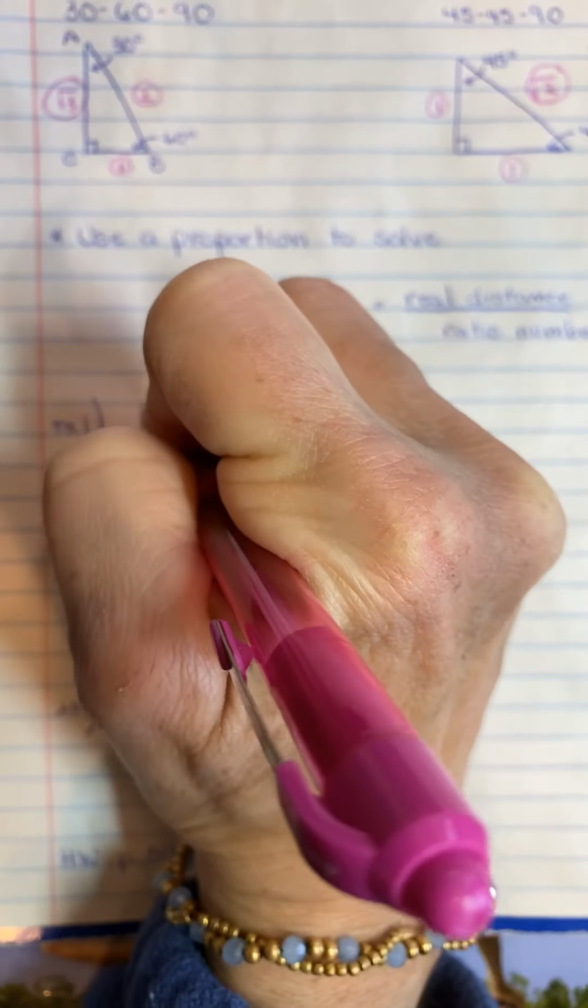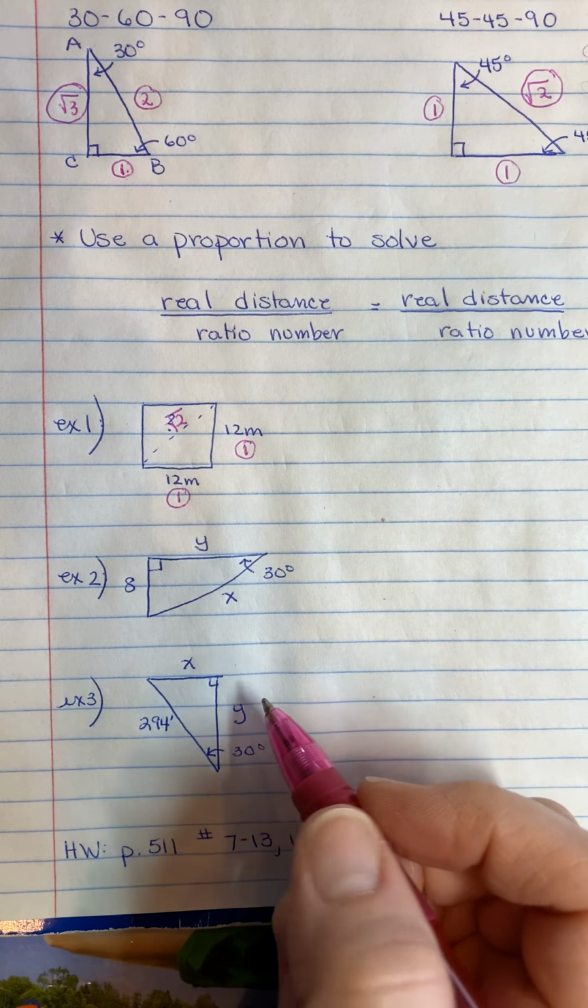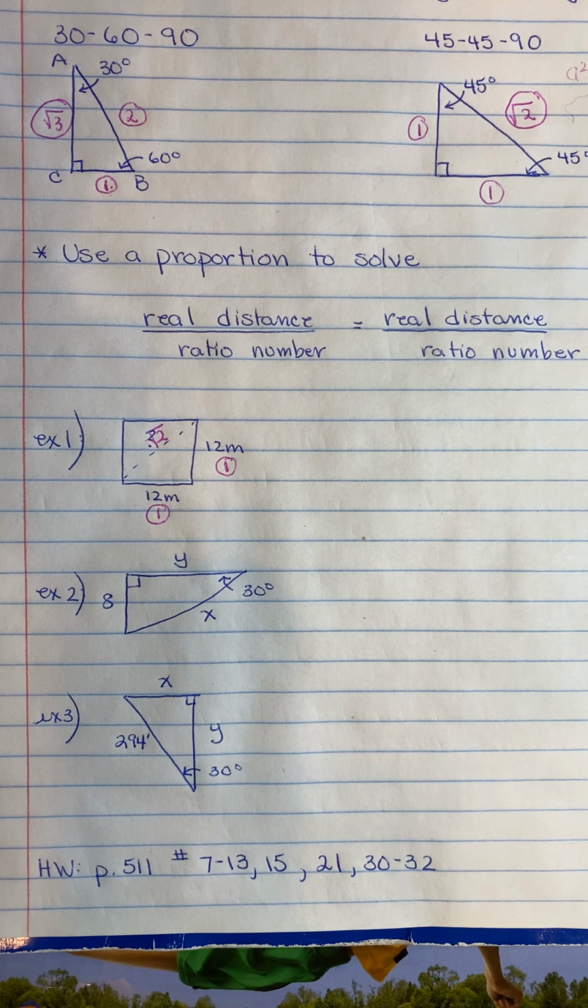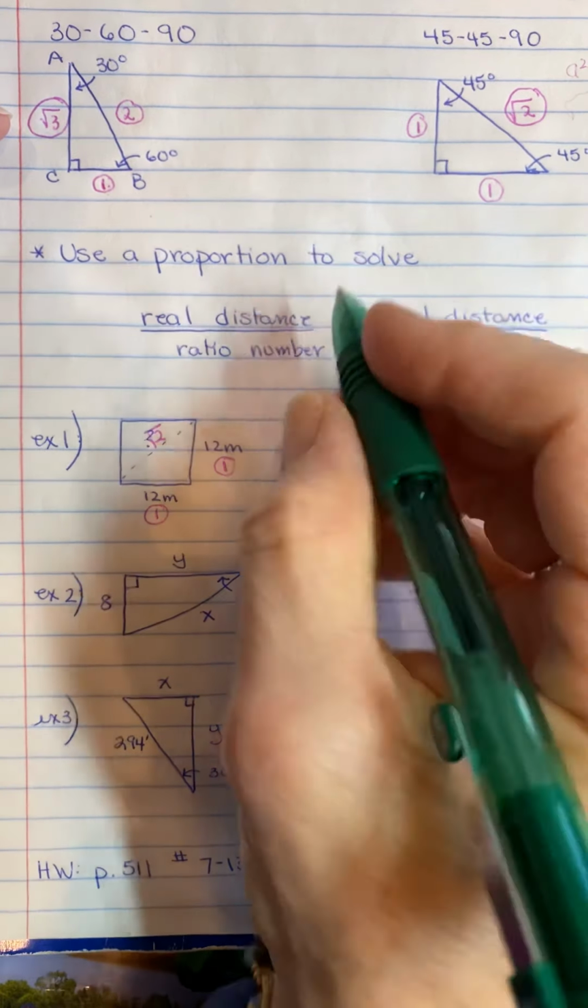1, 1, and the square root of 2. So let's do a proportion. Let me do the proportion in green. The real distance is 12.